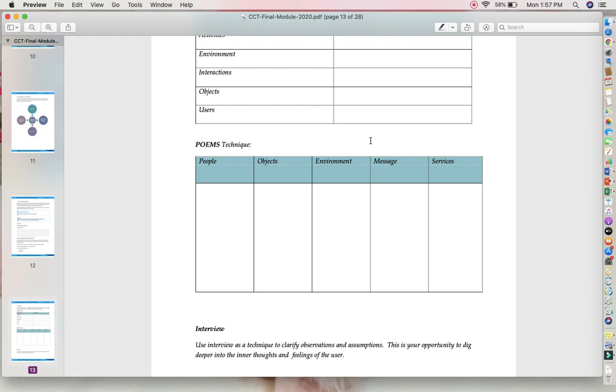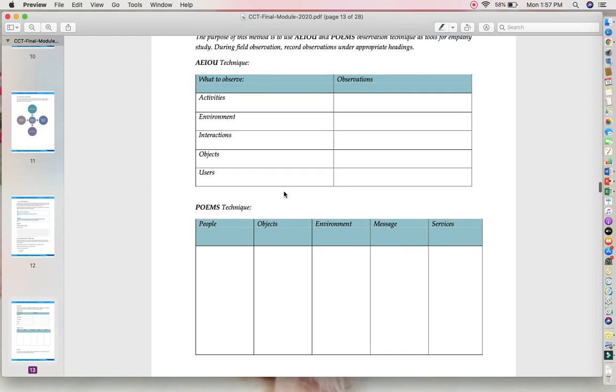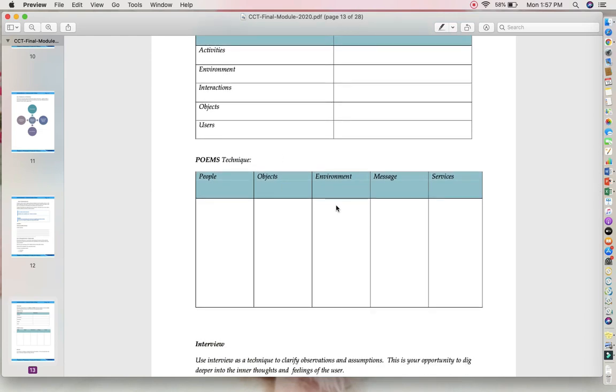POEMS technique. For the POEMS technique, you will write the people you interview below, the objects, the environment. You discuss what are the objects present during the interview. The environment, describe their environment. Message, how do they deliver the message? What is the content of their message? And their services.